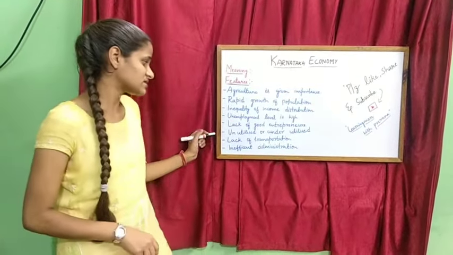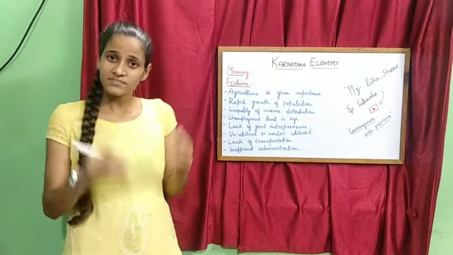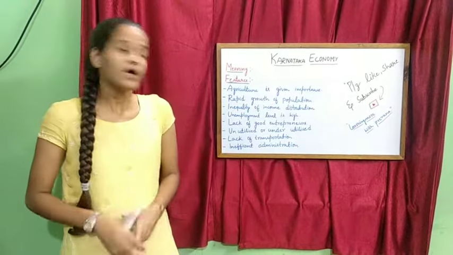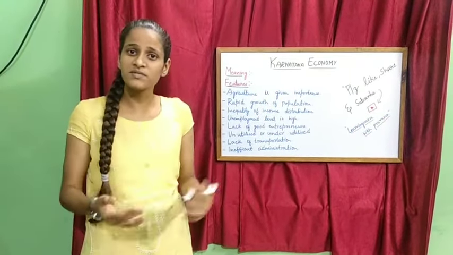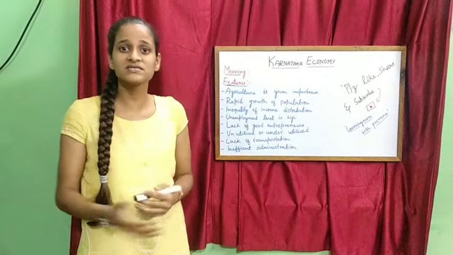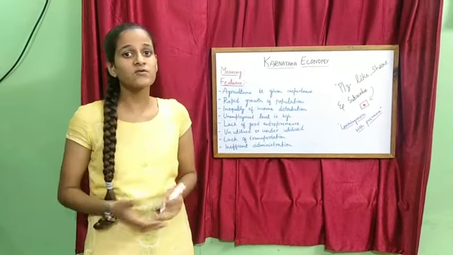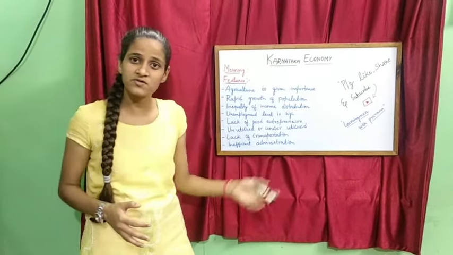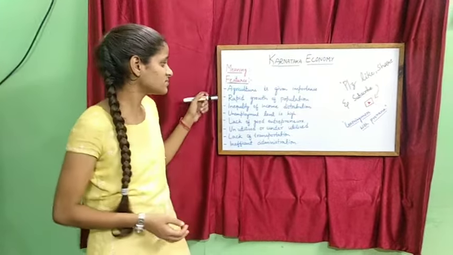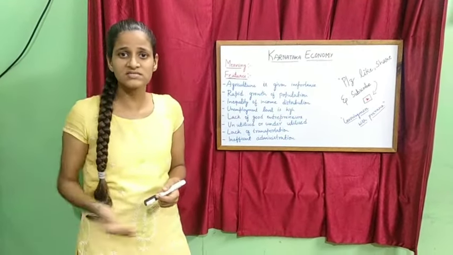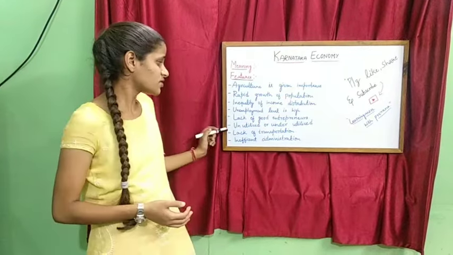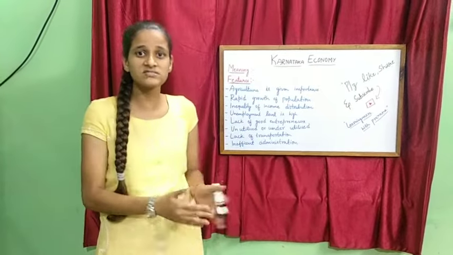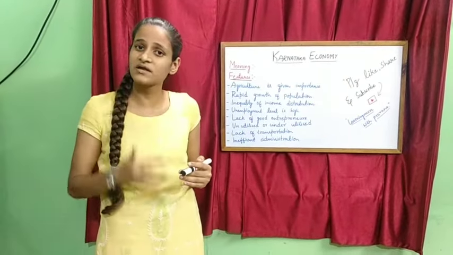The next point is lack of transportation and communication. Because of this, ideas are not transferring. Whatever technology is there in urban areas is not reaching rural areas. Because of this we see many problems, like population increasing in urban areas. So lack of transportation and communication is one reason for the gap between urban and rural areas.